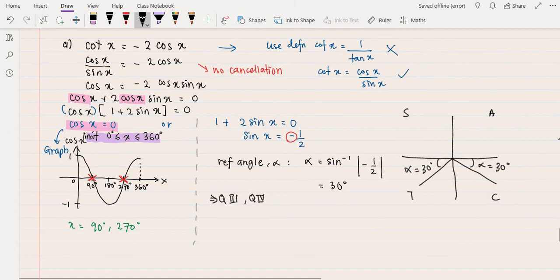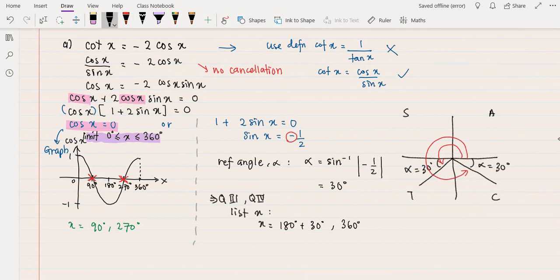Next, we just need to list all our possible angle. So list x and we will get x is actually equals to, the first angle will be 180 degrees plus 30 degrees. And the next one will be 360 degrees minus 30 degrees. Okay, and that gives us x is actually 210 degrees as well as 330 degrees.